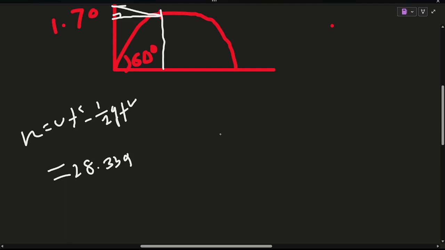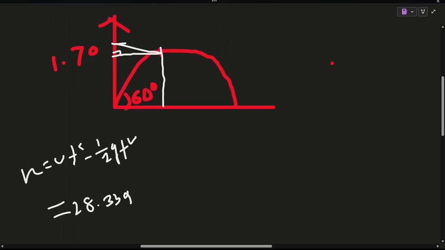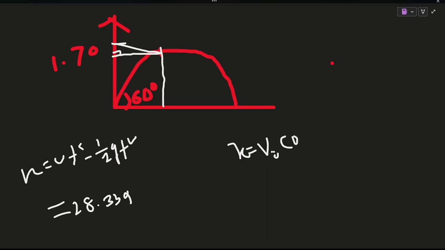Then it will be this equation: x is equal to v naught cos theta, or cos 60 degree, t, and the value is 21.25. Okay, and this we can also achieve, and this is y.